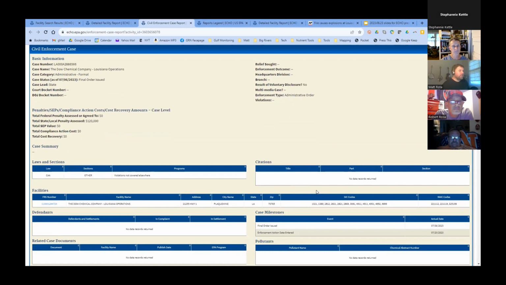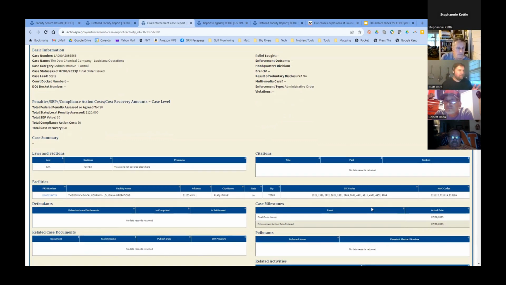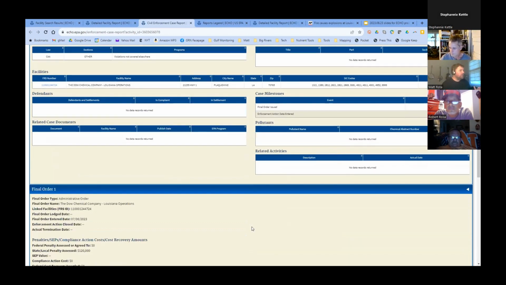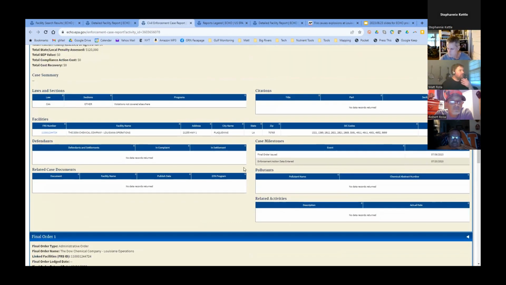And regretfully, a lot of times they don't put much information in these things. So this is really where you're going to want to go onto your state level database to dig in deeper, because when I went here, it's not really giving me a lot of information, like okay, final order issued in 2023. So again, 8 days before that. Enforcement action data entered on that day. So that's when it was recorded.